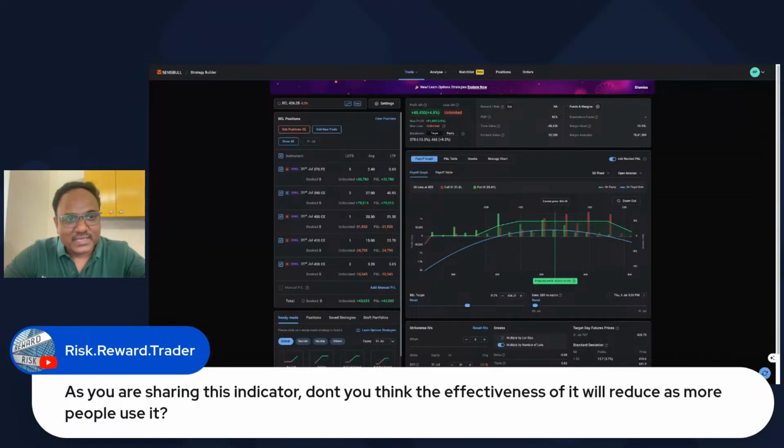One last query: as you are sharing this indicator, don't you think the effectiveness of it reduces? It will not reduce. The reason is, millions of trades happen in the world, or even in India. We are only a small set of people, so why would it win? And also, this works on the properties of the options. So it's like gravity. Options also have properties which nobody can change. So that will work. Today, if you pick up any moving average indicator, that will still work, though it has been there for many years. It will still work. So there is nothing in it to worry.